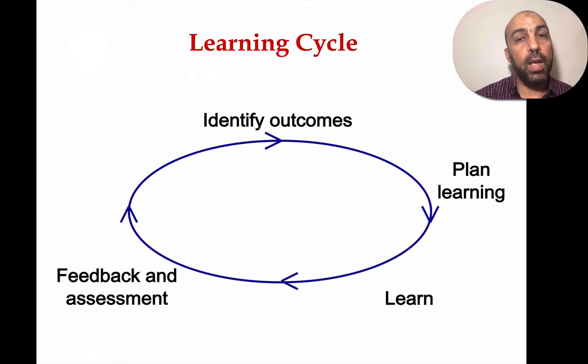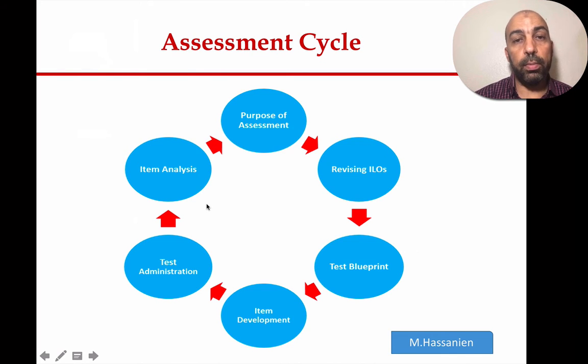From this cycle, I developed another cycle, which is the assessment cycle. It starts with the purpose of assessment, then again revising the intended learning outcomes for each exam, then developing the test blueprint, then item selection and item construction according to both the test blueprint and the learning outcomes to be covered in this exam. Then the test administration, marking, grading, and finally the assessment of the assessment, or evaluation of the assessment, through item analysis. Again, this assessment loop also needs to be closed.